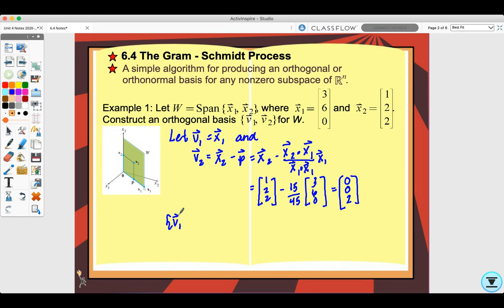So v1 and v2 is an orthogonal set of non-zero vectors in W. Since the dimension of W is 2, the set v1 and v2 is a basis for W.